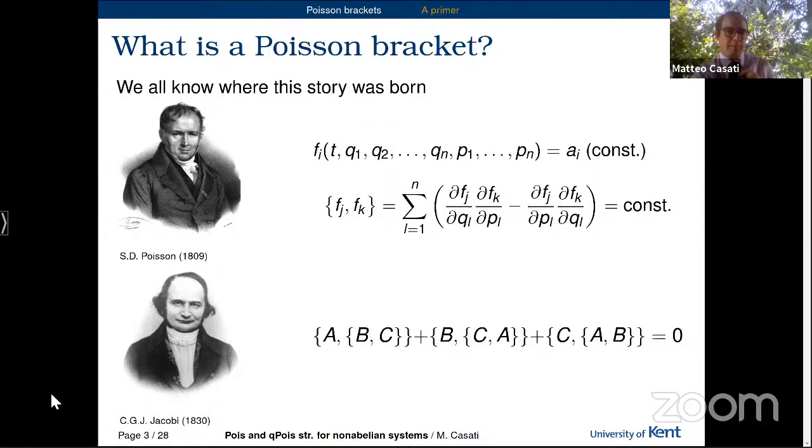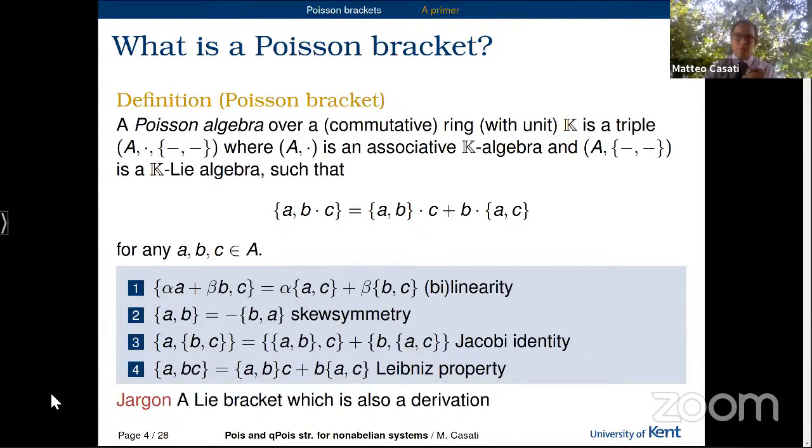And that's what we are all taught in a basic differential geometry or Poisson geometry course. So what is a Poisson bracket? Well, we have a Poisson algebra, which is a triple of an associative algebra and a Lie algebra with the Leibniz property, basically. That's what we are always told. A slogan for this is that a Poisson bracket is a Lie bracket which is also a derivation of an associative algebra. That's a very basic idea, of course.